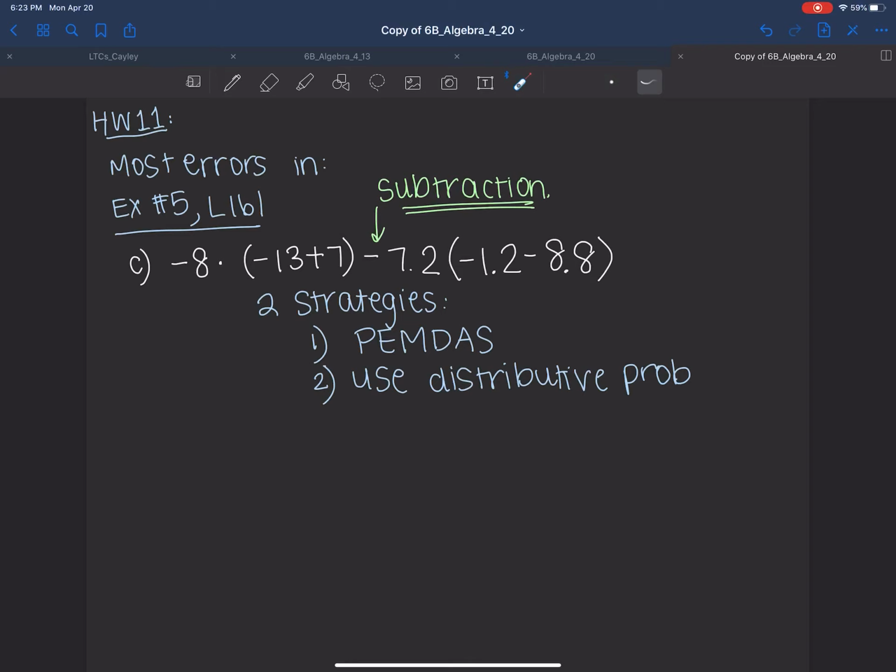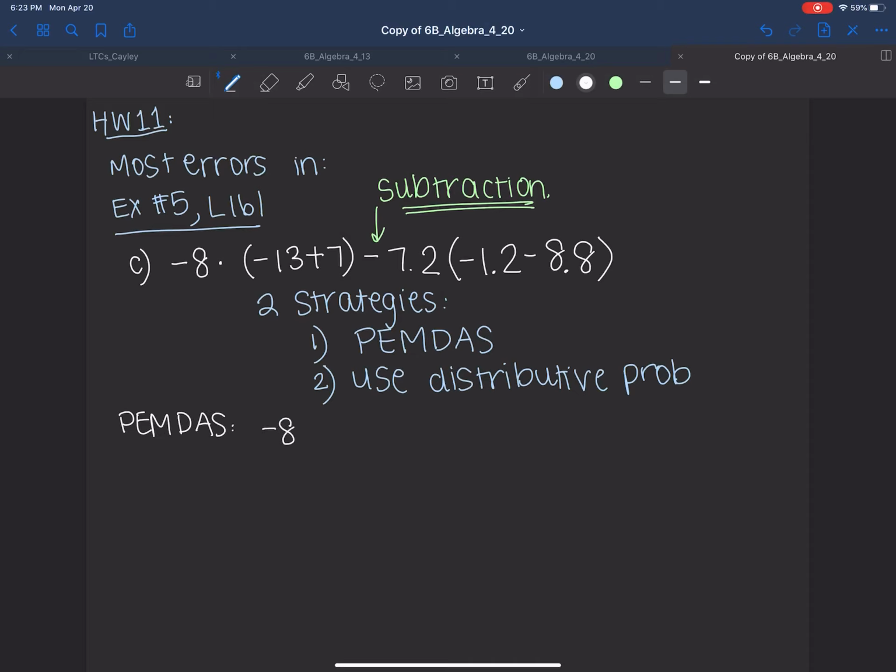So what that would look like is you take this minus 8 and you distribute it to the minus 13 and the plus 7 and so on. And sometimes that helps you because terms will cancel out. In this case, it's not going to help us too much. We're just going to stick with PEMDAS. So for this, we're going to just do PEMDAS. And it says parentheses first.